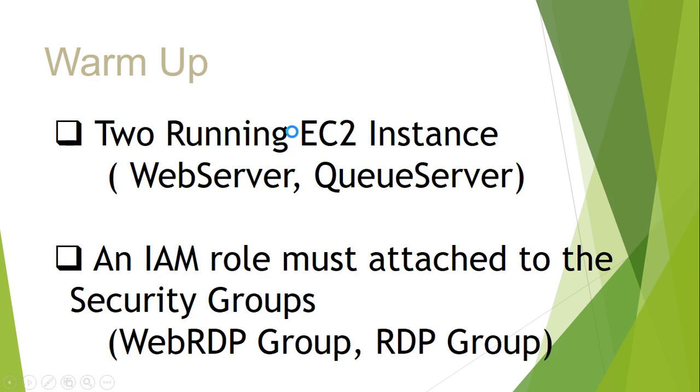Okay, let's prepare for the incoming lab. We need to run EC2 instances, a server called web server and a queue server. Another is an IAM role. We attach the security group we use, as we cannot use a public IP address. We need security. So now let's start the lab.